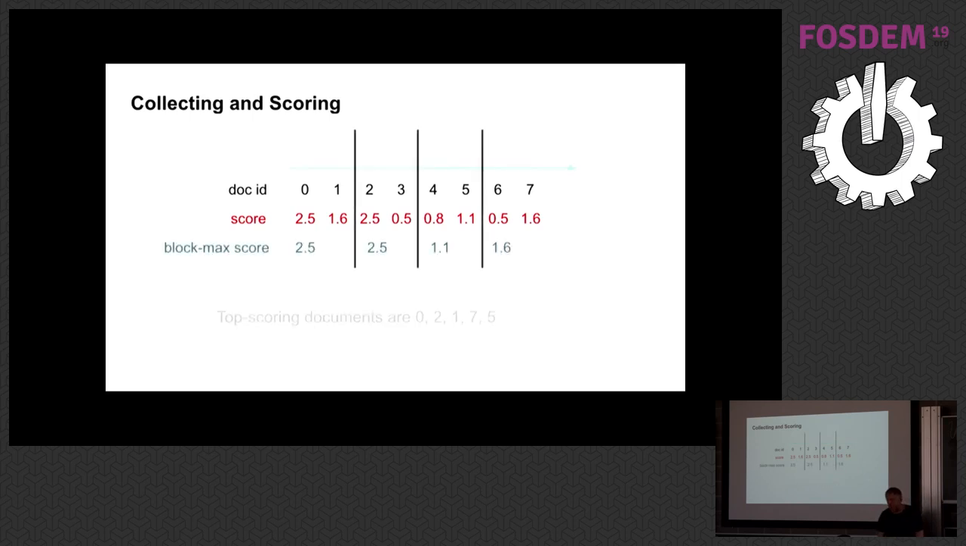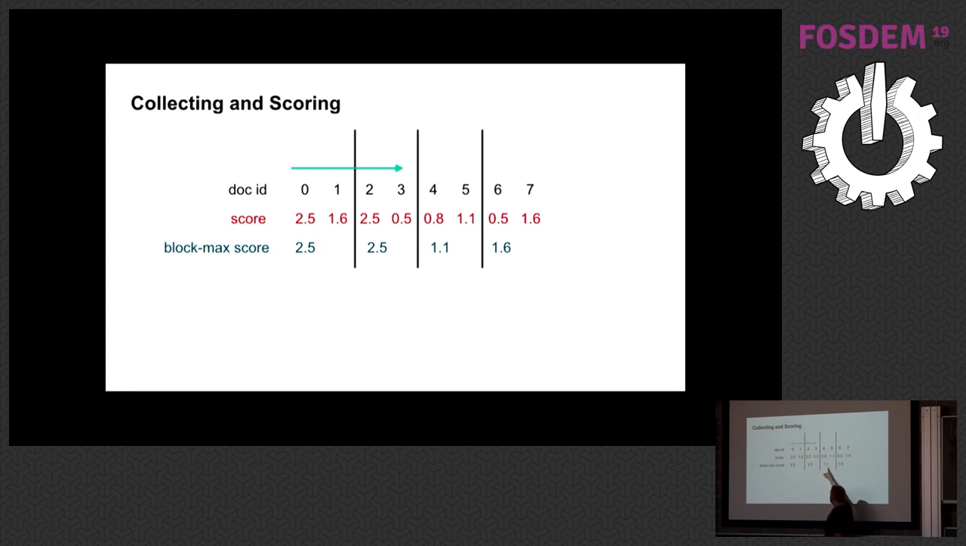And the mechanism we use is we chop things up into blocks. So here we've chopped it into 4 blocks, and then we record the maximum score for each block in the index. So when we're moving through, we start off here. Okay, we collect our documents. We've got 2.5, we have 1.6, we have 2.5, we have 0.5. We know that our minimum competitive score is 1.6.